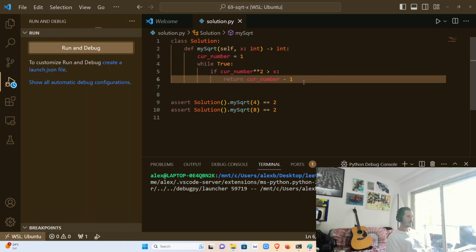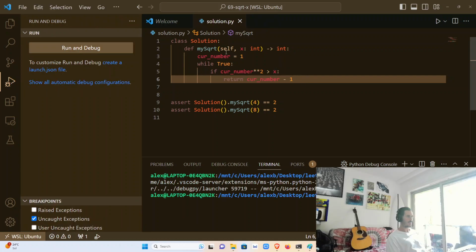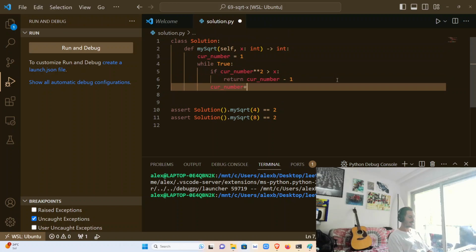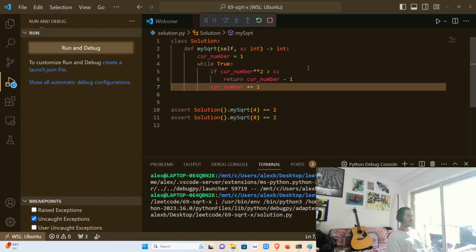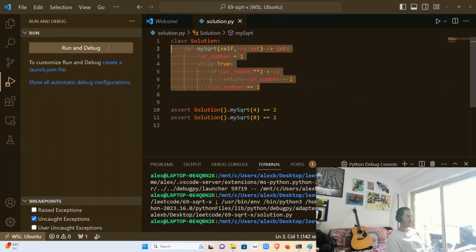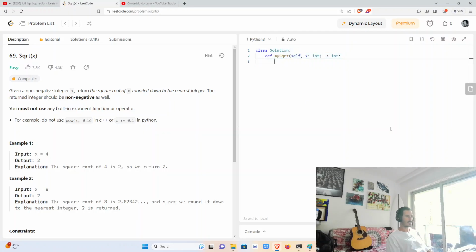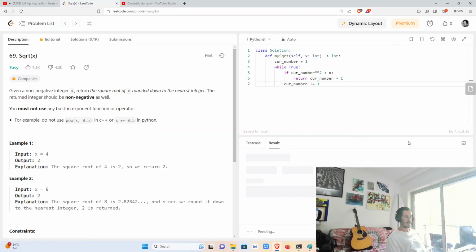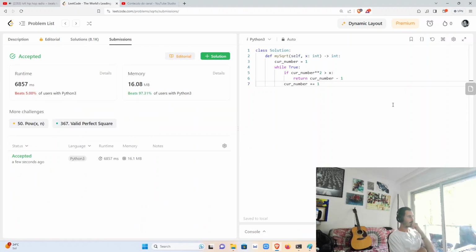See if this works. Well, of course not. This will run forever because I'm not increasing this. So let's see. Yeah, okay, it works. But it is not as fast as you would want it to be, because it just iterates from 1 all the way up to, I don't know, a lot. And yeah, this is the problem, that it takes too long.